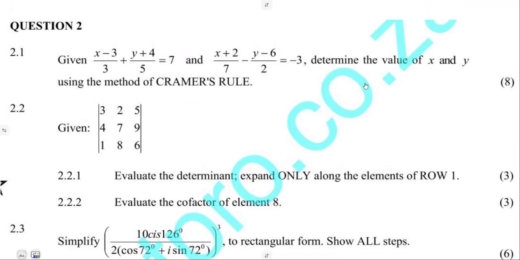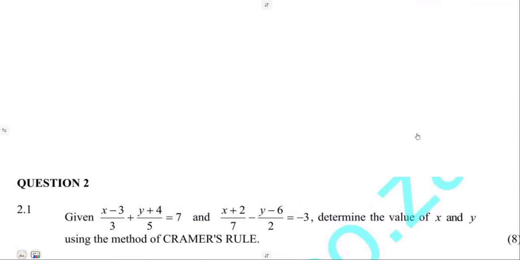All right. Question number 2, 2.1, you are given to use Cramer's rule. So there we have this 3, 5 in the denominator. So simply get rid of the denominator from the first equation. Our LCD between 3 and 5 is going to be what? 15, or the LCM. So you're going to multiply each and every term by the LCM, which is 15.